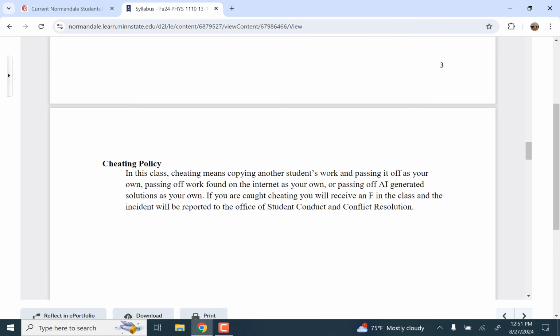And then the last thing is the cheating policy. This usually isn't that much of a problem in in-person exams, but it can be a big problem in asynchronous online classes. If you're caught cheating, it's going to be bad. You're going to get an F in the class. Your name's going to be submitted to this office that deals with it. So don't do it. Avoid AI stuff. Avoid Chegg and Course Hero.